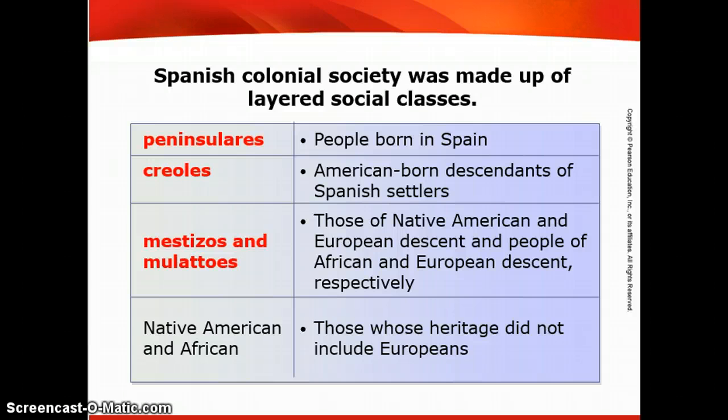The social hierarchy is as follows. The Peninsulares were people born in Spain. They were born on the Iberian Peninsula. Creoles were American-born descendants of Spanish settlers, not as important as people born in Spain. Mestizos were of Native American and European descent, and mulattoes were people of African and European descent. Please notice that as long as you had some European descent in you, you were higher up in the social classes. Native Americans and Africans who did not have any European descent at all are at the very bottom.